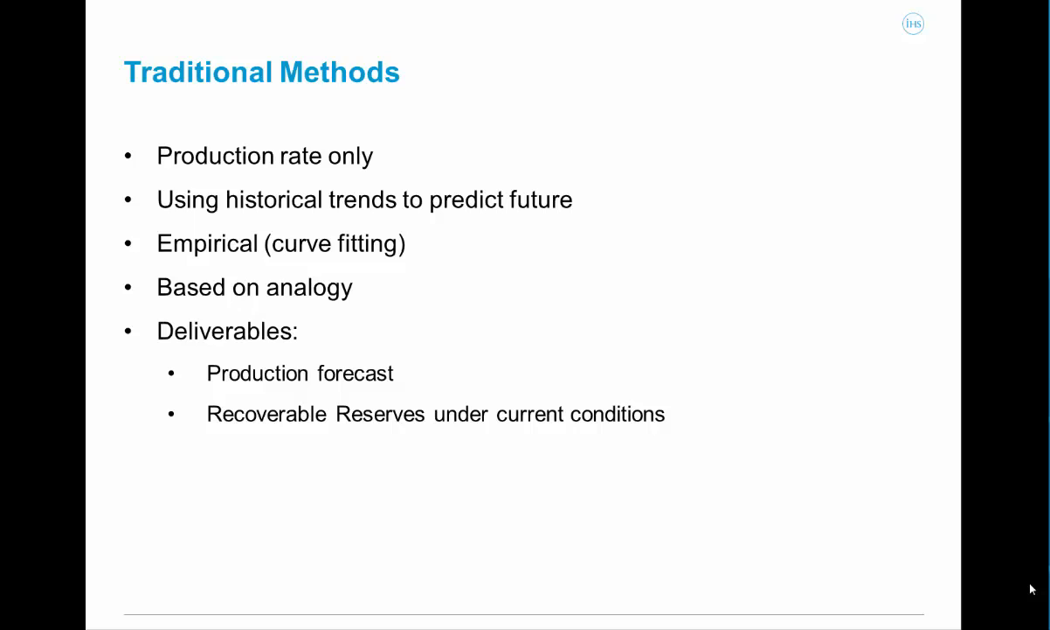They're empirical by their nature, with no actual theory behind them, and based on analogy where you see how the well is performing and forecast from there, and do so for similar wells. The deliverables generated from this type of analysis are the production forecast and recoverable reserves under current conditions, with the advantage being that we can get a handle on these deliverables very quickly.